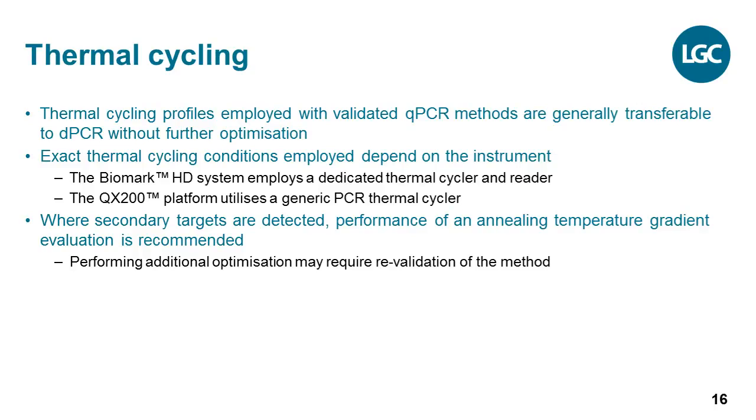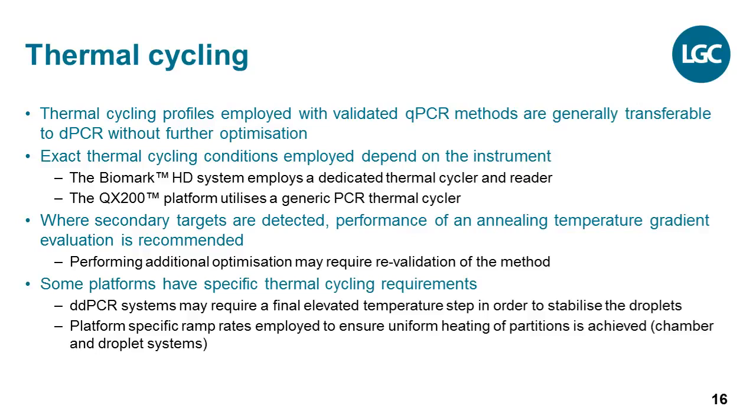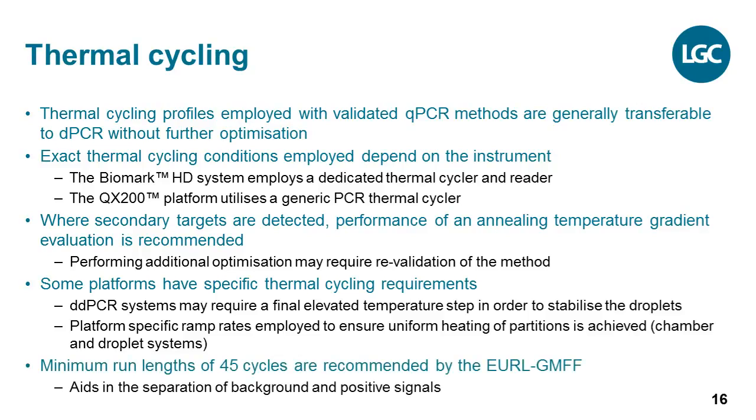Some platforms have specific thermal cycling requirements. For example, droplet PCR systems may require a final cycling step at an elevated temperature in order to stabilize the droplets. In addition, many platforms specify specific thermal ramp rates in order to ensure uniform heating of the partitions is achieved. Finally, it is recommended by the European Union Reference Laboratory for GMOs in feed and food that a minimum run length of 45 cycles is adopted.